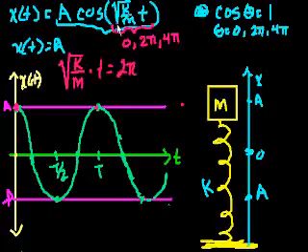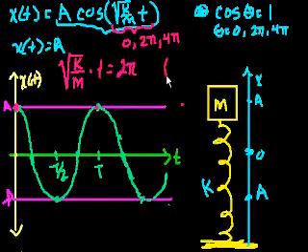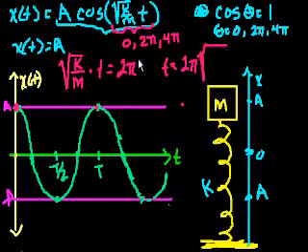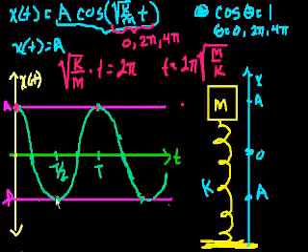Or another way of thinking about it is, let's multiply both sides of this equation times the inverse of the square root of k over m, and you get t is equal to 2 pi times the square root, and it's going to be the inverse of this, right, of m over k. And there we have the period of this function. This is going to be equal to 2 pi times the square root of m over k.